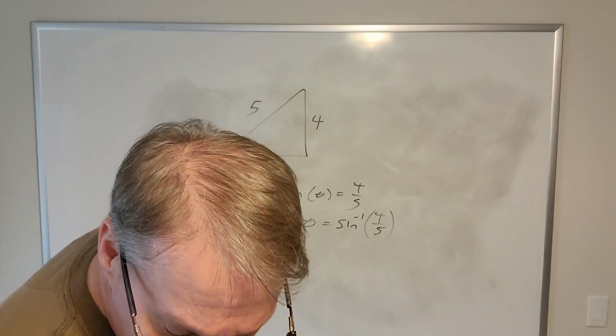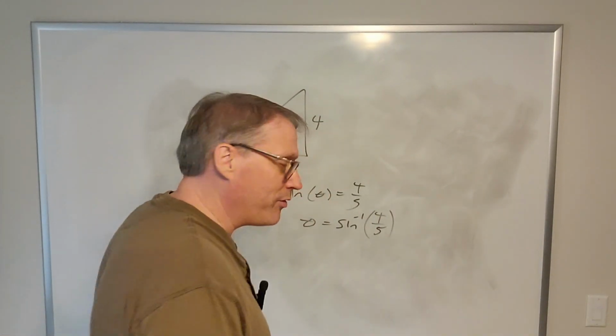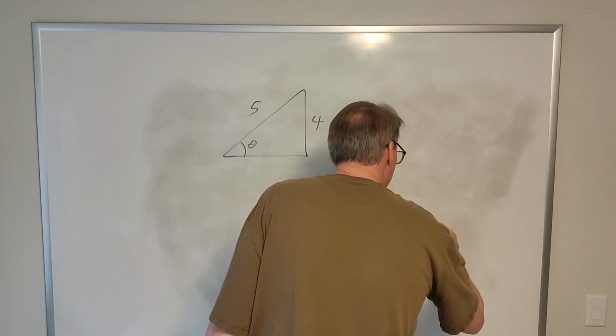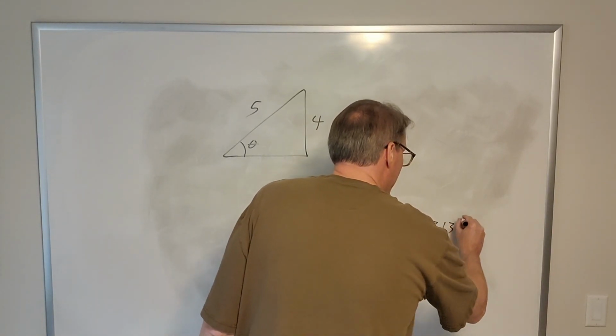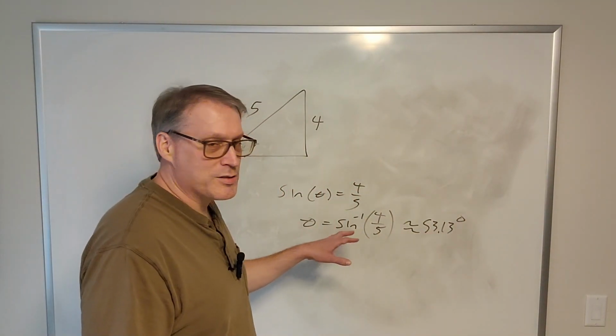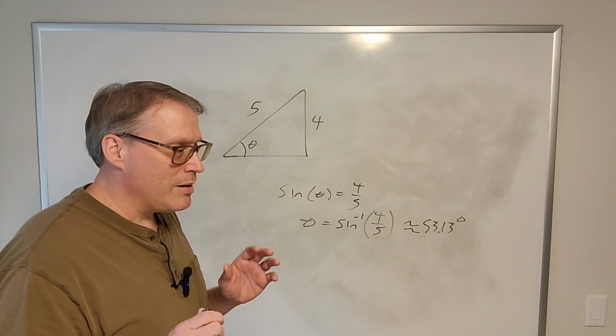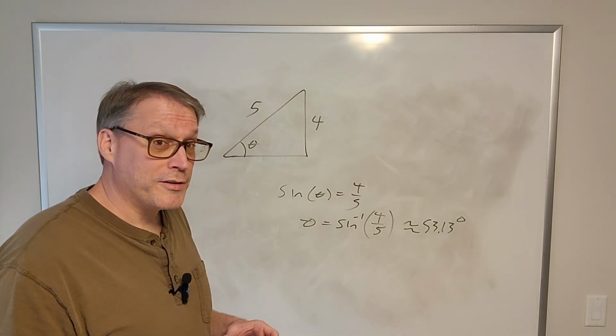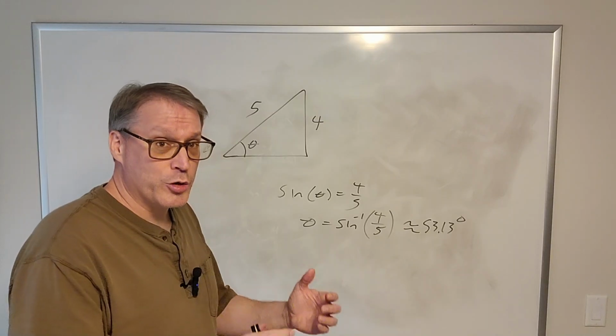I plugged that in my calculator earlier, and it's roughly 53 degrees, like 53.13 degrees, something like that. You're going to get a decimal point in your calculator for this. Quick side note, make sure you not only know how to use your calculator, but have it set for degrees by default.